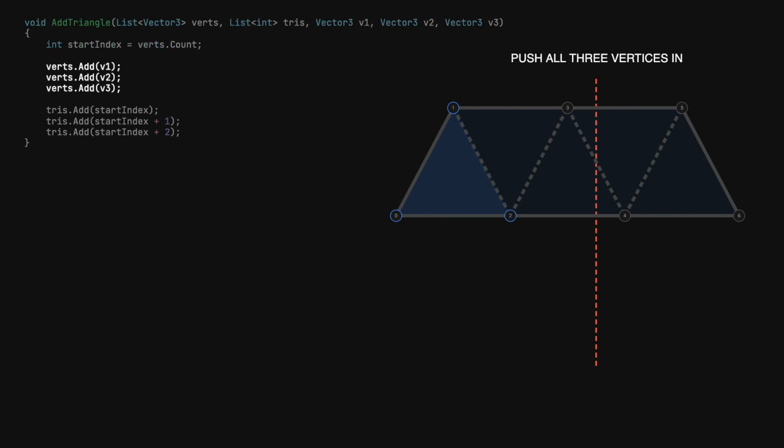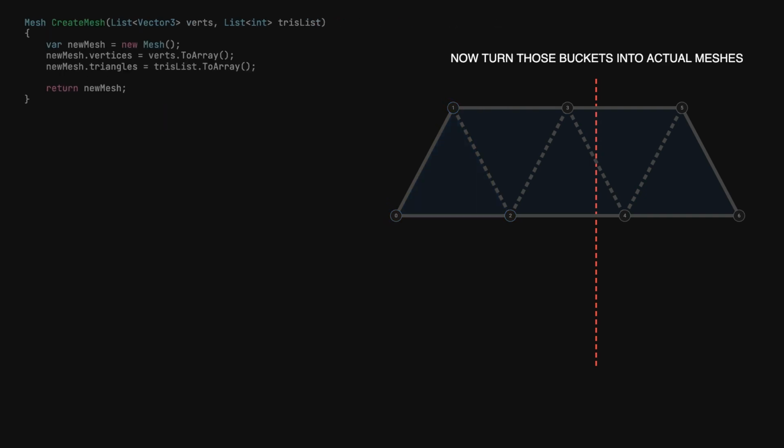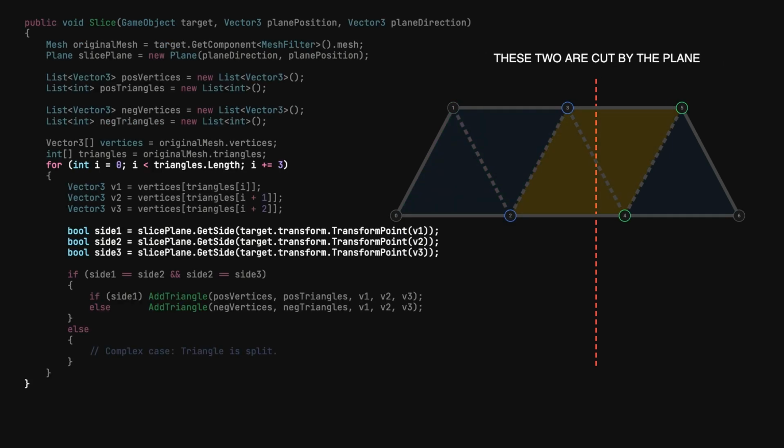If all vertices of a triangle are on the same side of the plane, then our work would be simply making 2 new meshes with the triangles that fall on either side of the plane. In reality, this would never be the case.